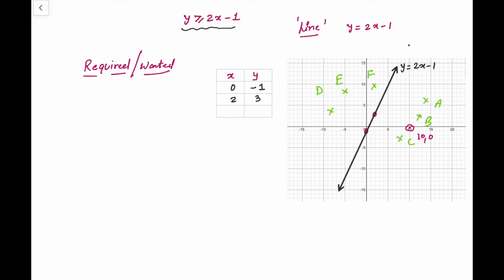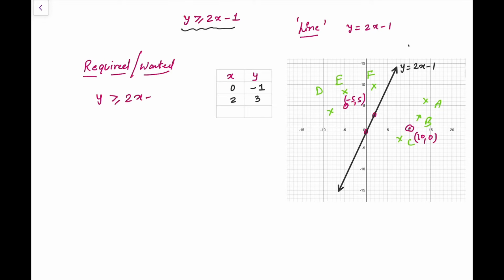So for the required area, let's take a point. For example, it's 10, 0. You can take that, or you can take the top left corner, like minus 5 and 5. You can choose any random point. Okay, so I'm choosing negative 5 and 5 for my inequality.